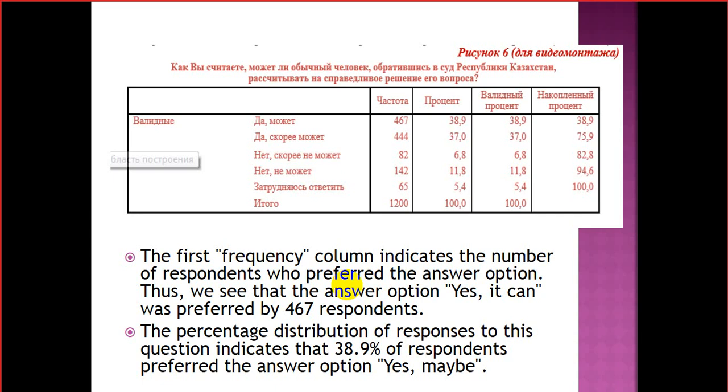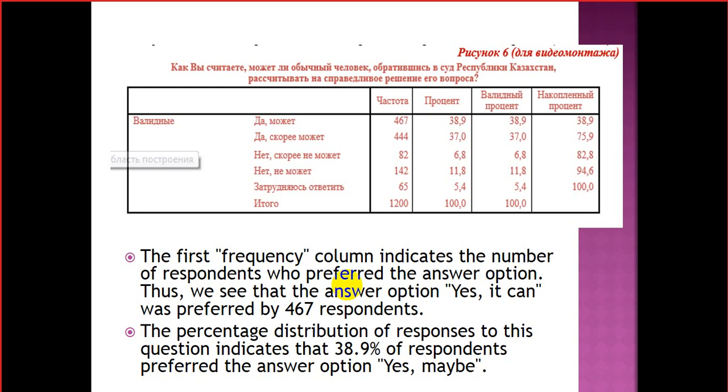So the first frequency column I spoke about. We see that the answer option "yes, it can" was preferred by 467 respondents. The percentage distribution of responses to this question indicates that 38.9% of respondents preferred the answer option "yes, it can".